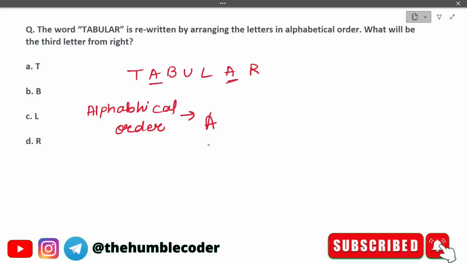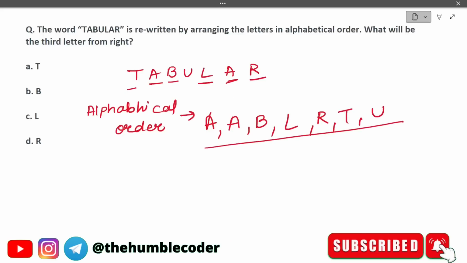In the same way, A is one more time, so we will put this A also here, so we will get A. Next is what? Next is B, right? So our next term alphabetically will be B. Then we will have L, okay, and then we will have what? R, then T, and then U. Okay, so now our series is arranged in alphabetical order.